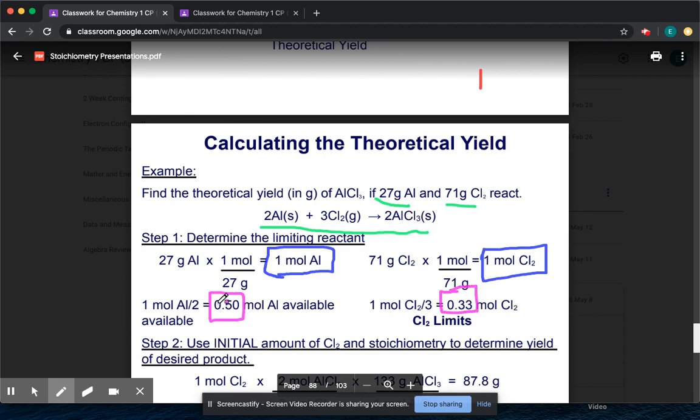The one that's limiting is the one that has the smaller number. 0.33 is smaller than 0.5, so now we know chlorine is our limiting reactant. Chlorine is what's going to control how much product we can make, okay?